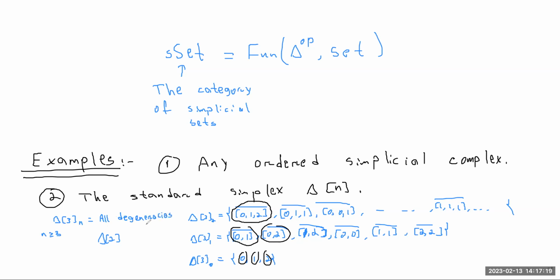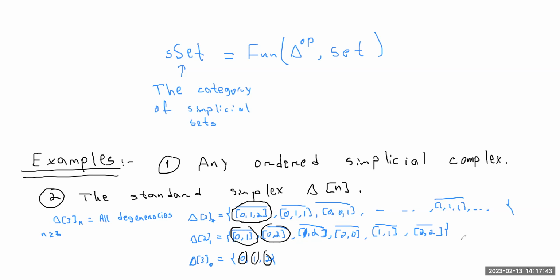A degenerate simplex is one that comes from degeneracy, so it's s_i of something. In other words, it's in the image of a degeneracy map. So this is the description of Delta 2, and one can imagine how it's Delta n in general.